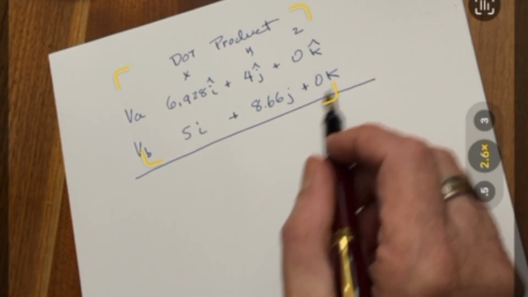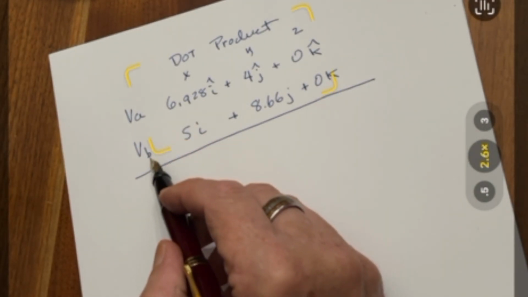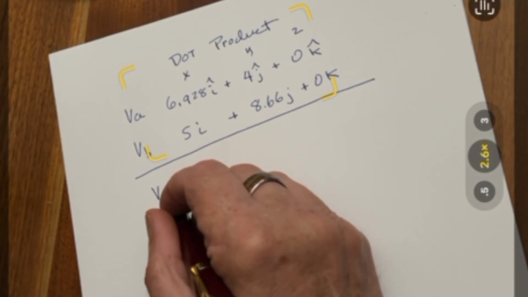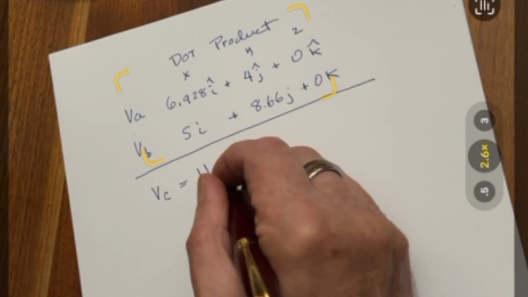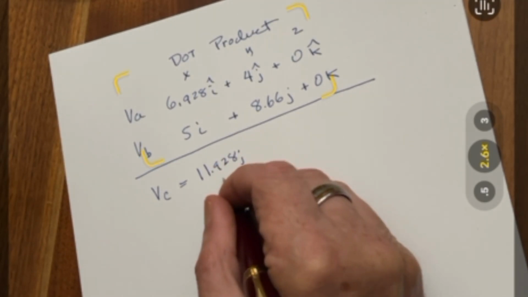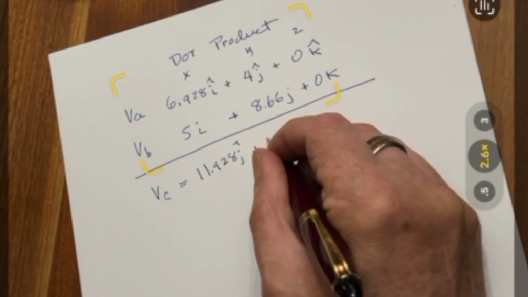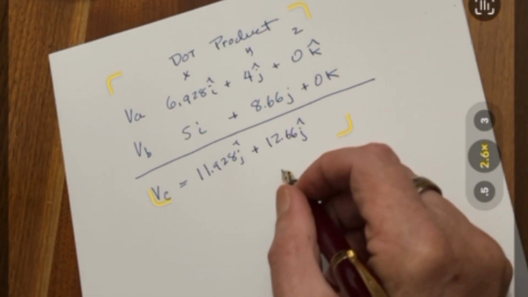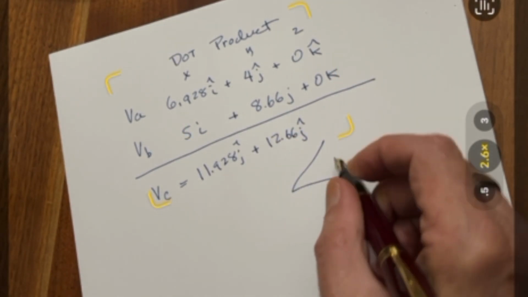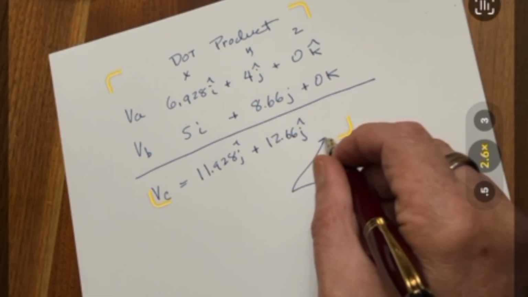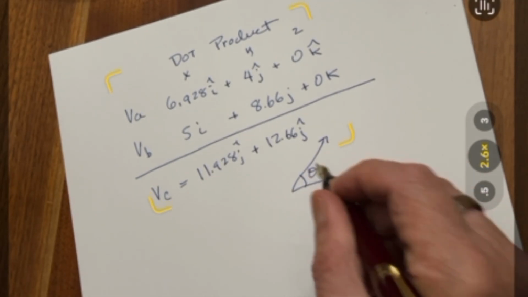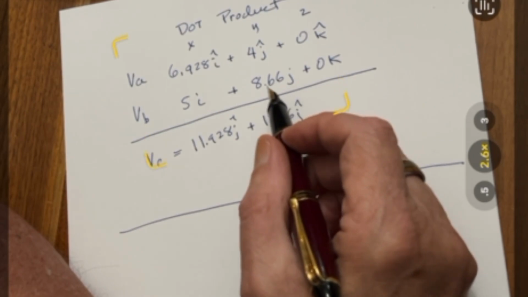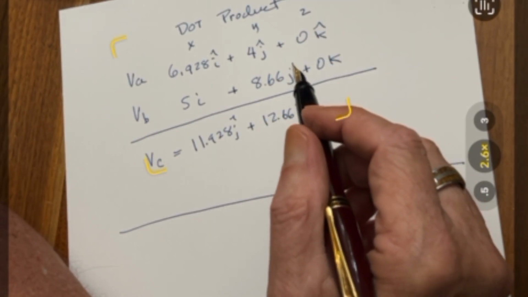So, for example, if we add these two vectors from our last example together, we get vector c will equal 11.928i plus 12.66j. And from that, we were able to find the length of the resulting vector and the angle to the x-axis. And of course, if we want to subtract these vectors, we do it exactly the same way.